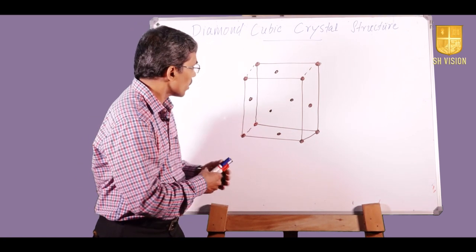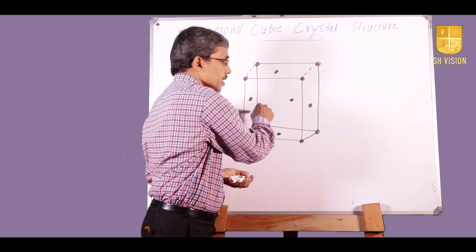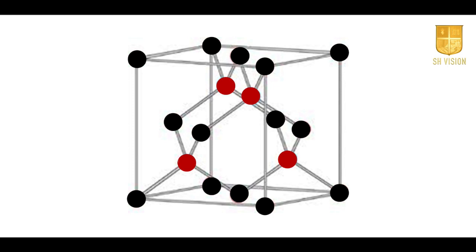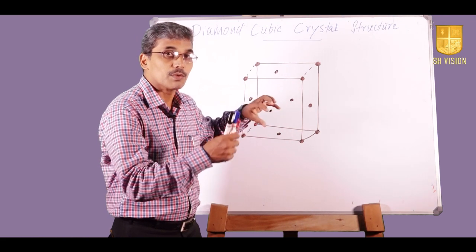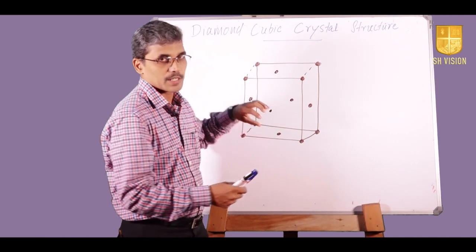Because these 4 atoms are well inside. One is at 1/4, 1/4, 1/4. We have to locate the other ones. Those 4 atoms are not exactly at the lattice site. So, therefore, what we have to do is attach those atoms to this lattice position.